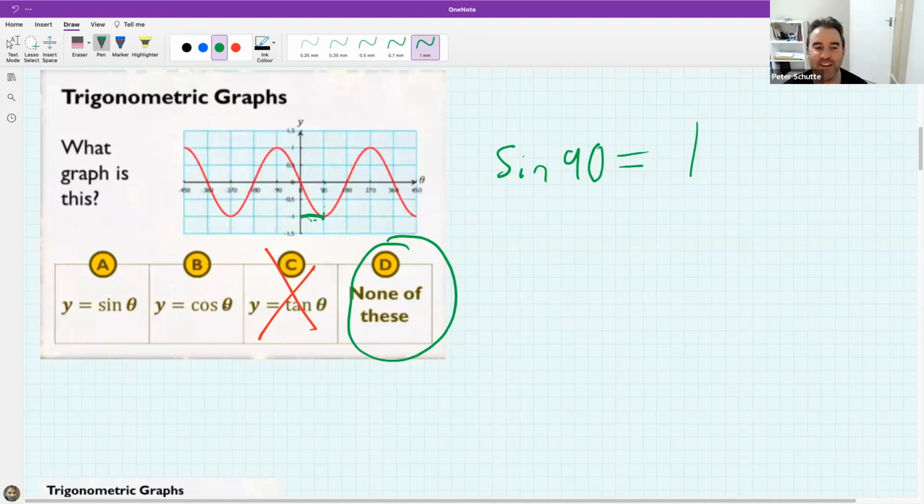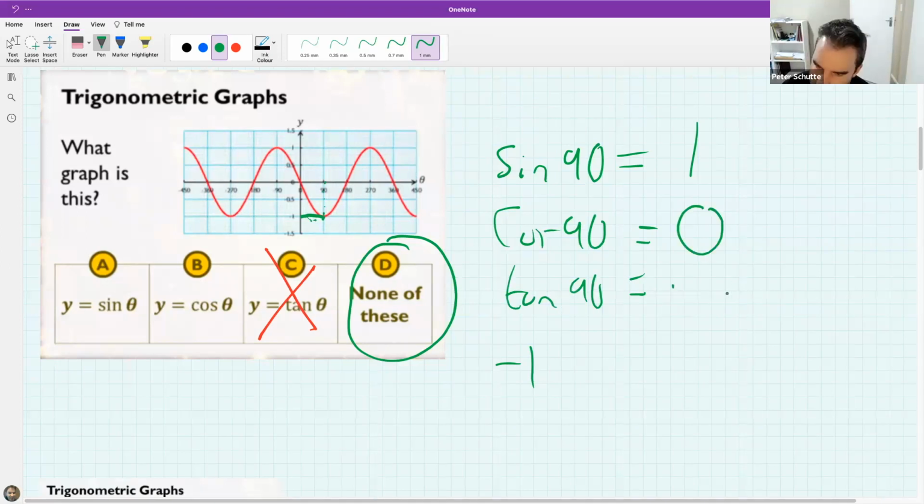Okay. So the truth is that if you put 90 into all of these graphs, the sine of 90 gives 1, the cos of 90 is 0, and the tan of 90 gives you an error. So none of these graphs actually match the one that's here. And so the correct option is D, but that was a tricky one.